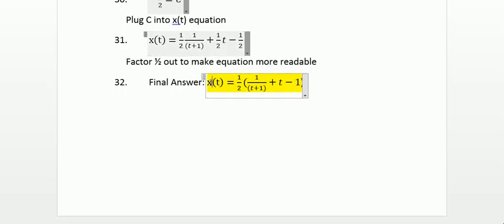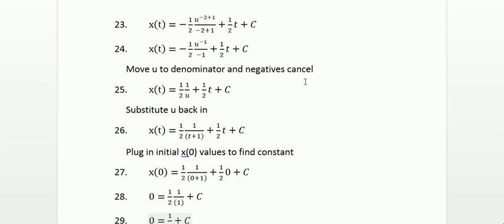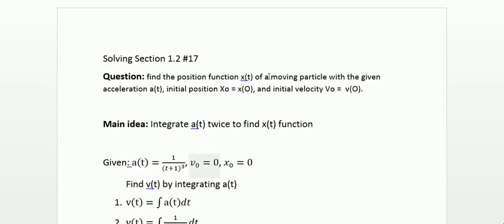And then if you want to, you can factor out the 1/2 to make it cleaner and more readable. So our final answer is x of t is equal to 1/2 times (1 over (t plus 1) plus t minus 1). And that's how you find the position function from the acceleration function that was given.